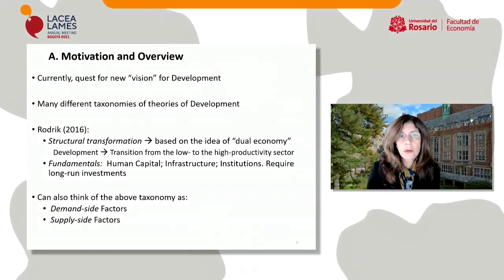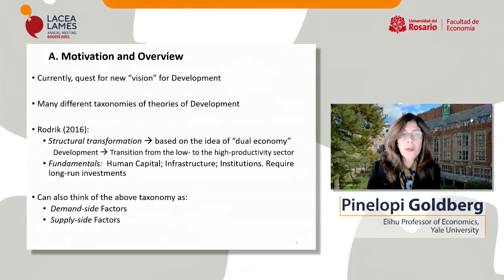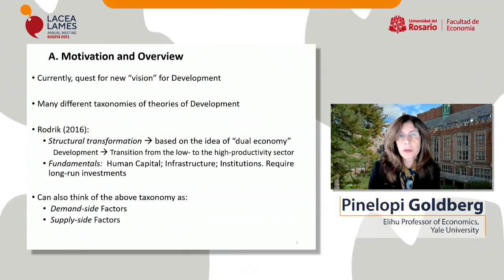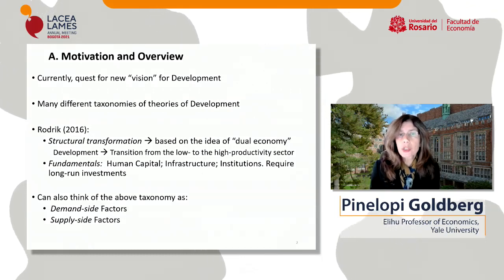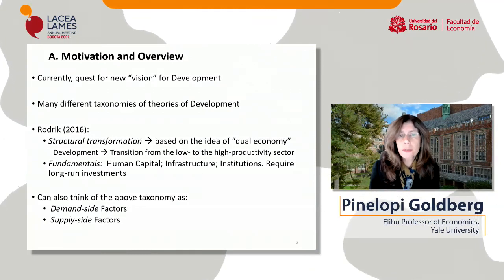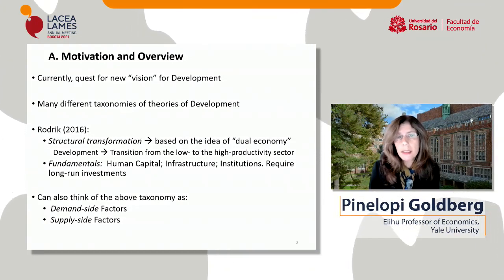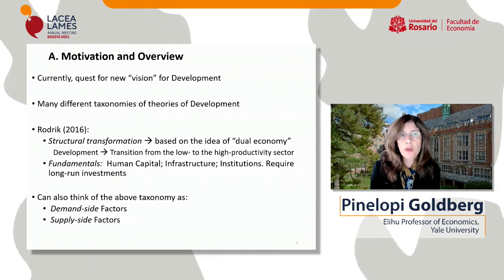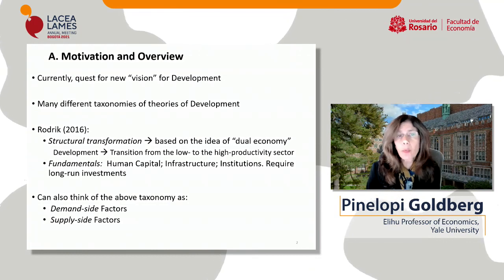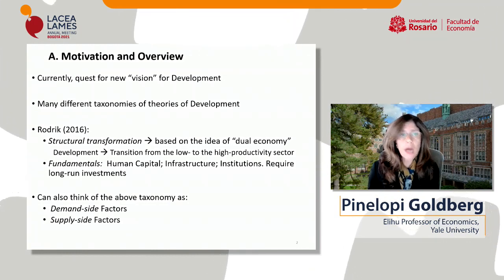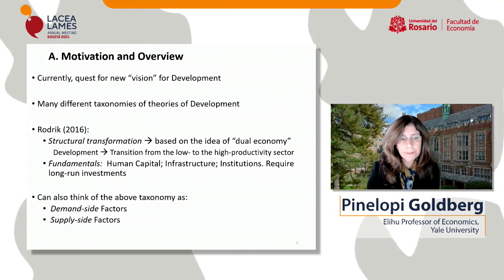The first is the group of models that view development as a process of structural transformation. And there the idea is that there are two sectors in an economy, a low productivity sector and a high productivity sector. So typically this is identified with agriculture and manufacturing, but it doesn't have to be. And development is about reallocating resources from the low to the high productivity sector.